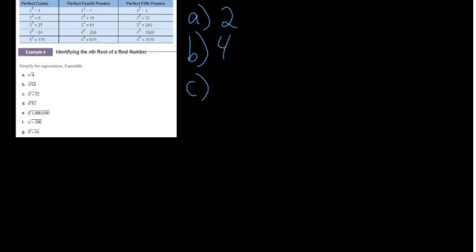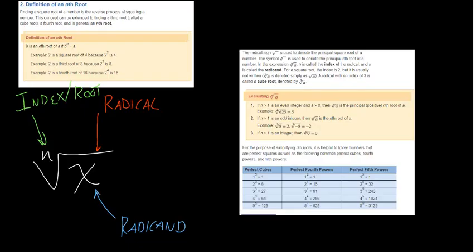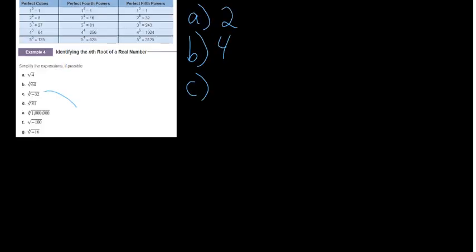Now, C is a little tricky because you might be tempted to say, okay, we've got a negative as the radicand. Again, the radicand is the number inside there. So we've got a negative number as the radicand here, so it must be no real number, right? Right, but check this out. It is the fifth root of negative 32.